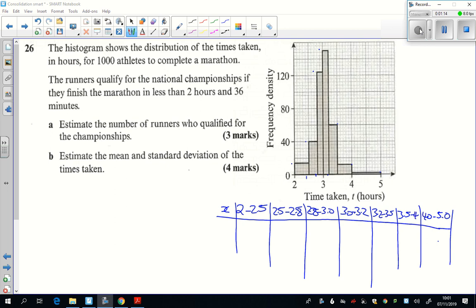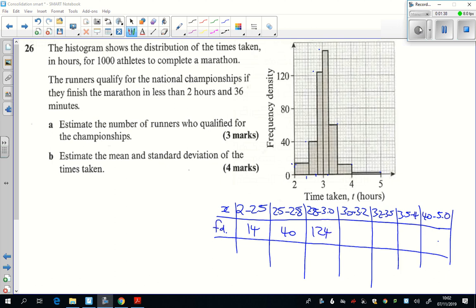But we then got to see, well, what is the frequency density for each of these things here? And this is now reading off. So I'm reading off that value there as about 14. I'm reading that one there off as 40. I'm reading this one here as 124.